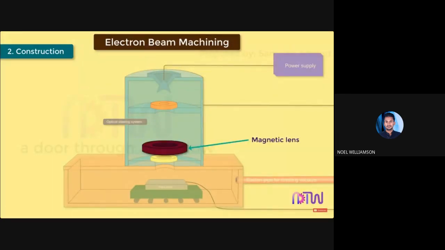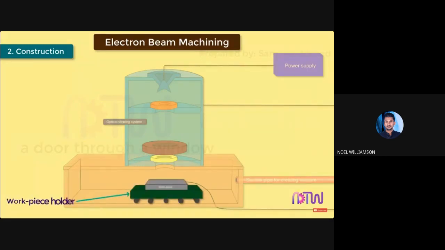Magnetic lenses. The emitted electrons are both divergent and convergent. The magnetic lens reduces the divergence of the beam and allows only the convergent beam to pass to the next stage, thus a highly focused beam of electrons is obtained. Deflecting coil. The deflecting coil does not allow the beam to deflect, thus forming a high-intensity beam. Workpiece holding device. The workpiece is held rigidly on the workpiece holding device, which can move in all three directions, that is, in the X, Y, and Z axes.